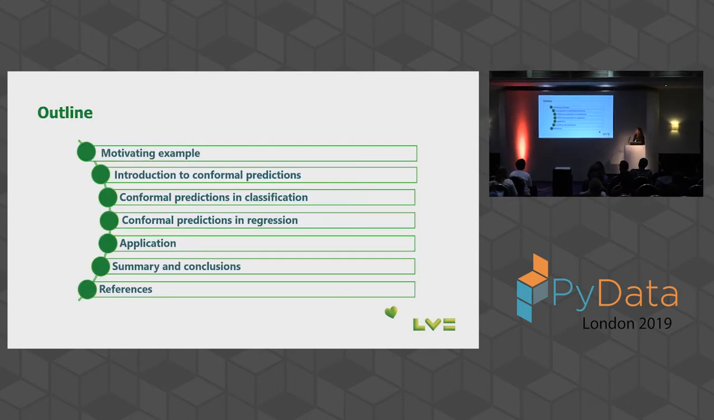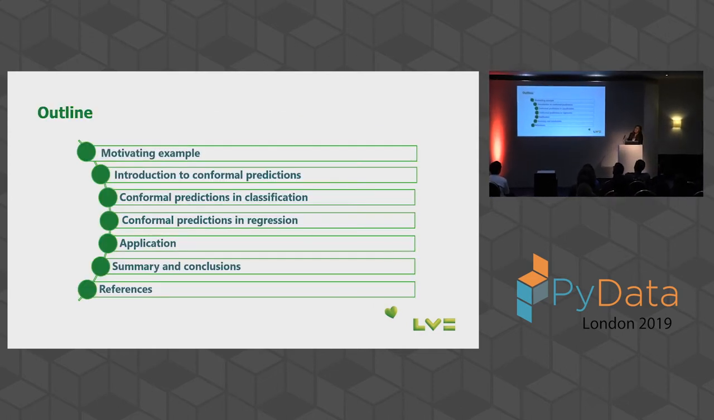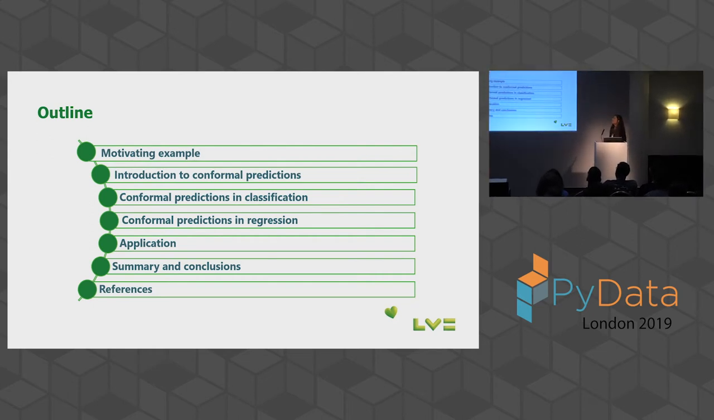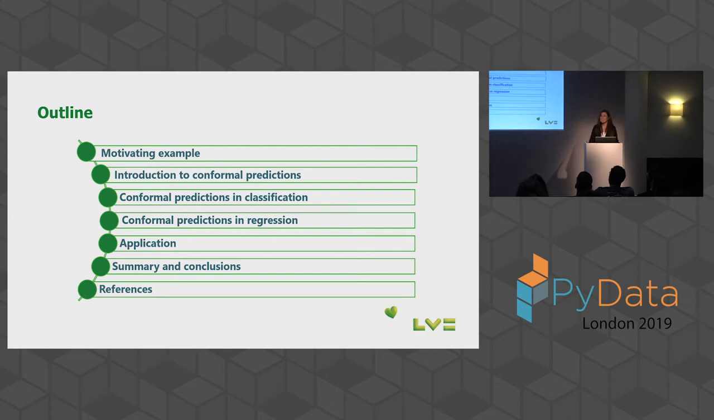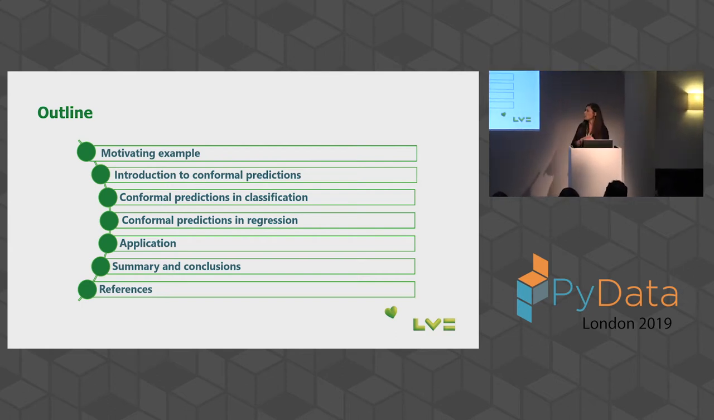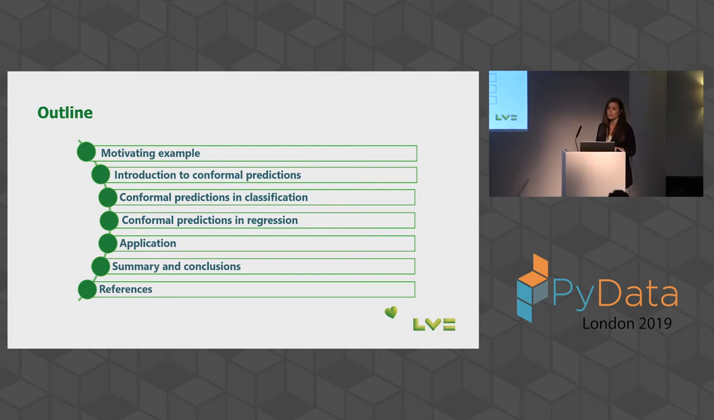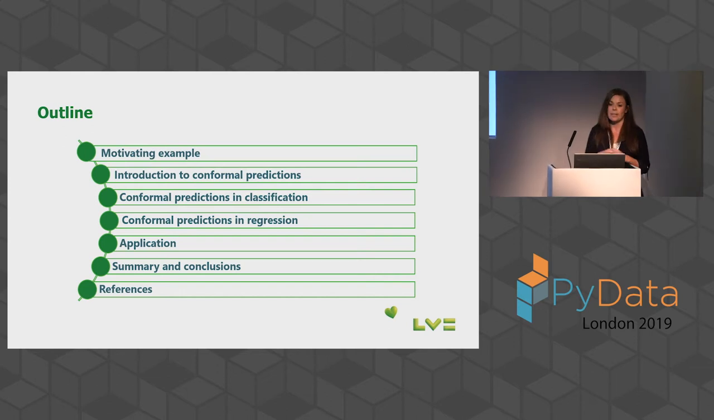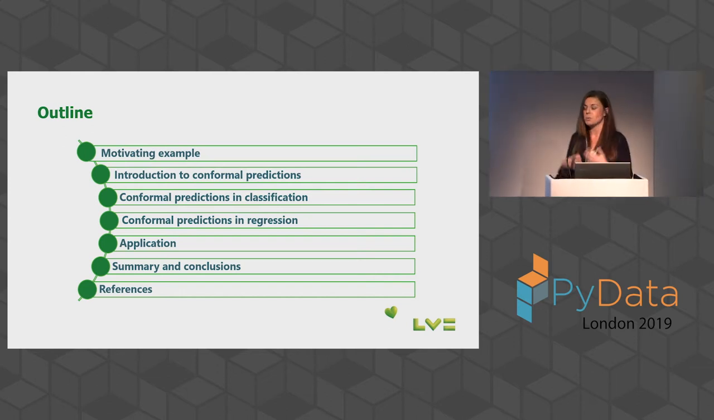So this is the outline of my presentation. I come from academia, you can see that with the outline. First I will start with a motivating example, because it always makes it easier to understand things. Then I will formally introduce the idea of conformal predictor. After that, in sections 3 and 4, I will explain step by step how you can obtain a conformal predictor for a classification and for a regression problem.